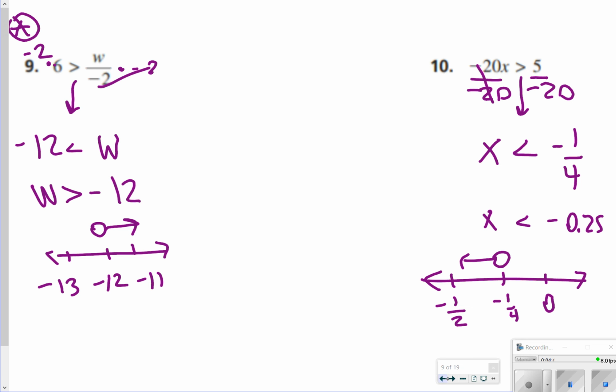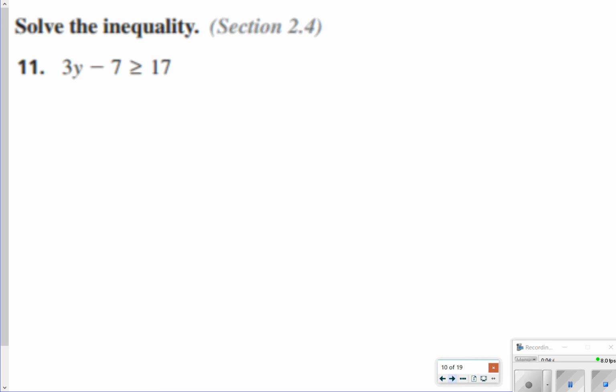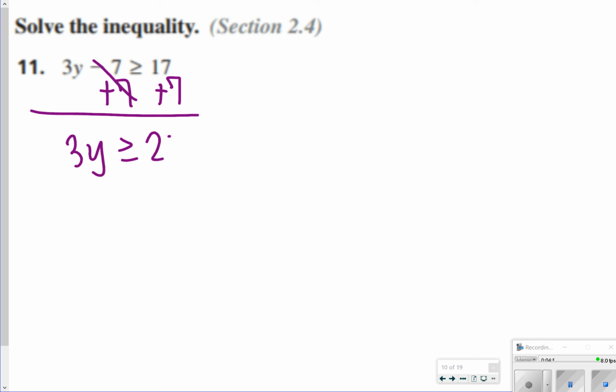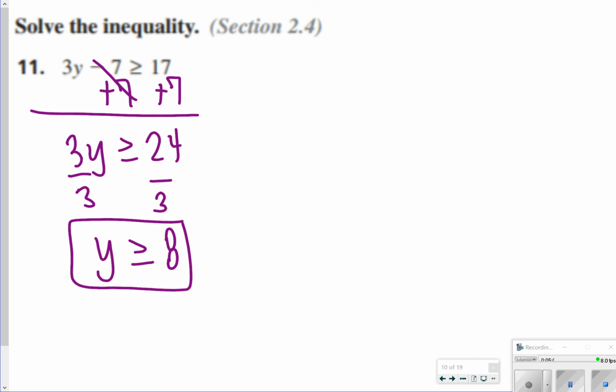Okay? For number 11, we're solving the inequality again, but this is a two-step problem. So we're going to add 7 to both sides. So we'll have 3y is greater than or equal to 24. And when we divide both sides by 3, y is greater than or equal to 8. It doesn't say to graph it, so I'm going to keep going to number 12.